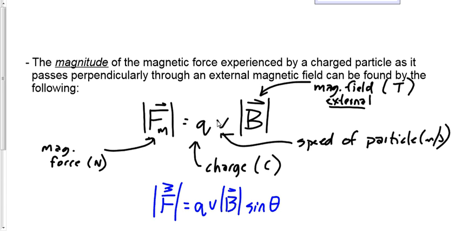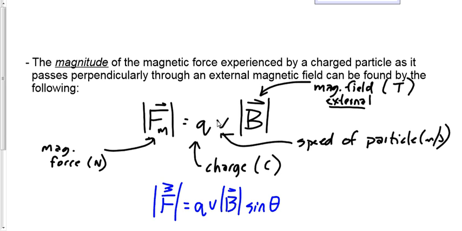Now, if a charged particle is moving this way and a magnetic field is this way, what's the angle? 90. What's sine 90? Okay, so Q times V times B times 1. The equation becomes QVB, right? What if the charged particle is moving this way and the magnetic field is this way? What's sine 0? 0. Q times V times B times 0 is 0. There is no magnetic force.